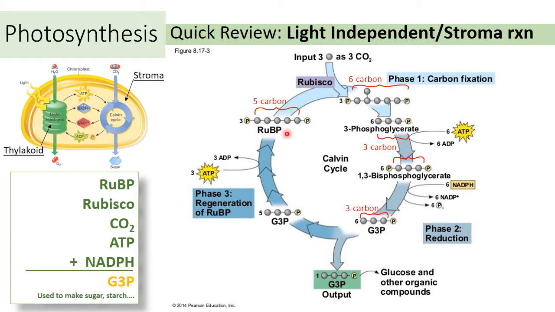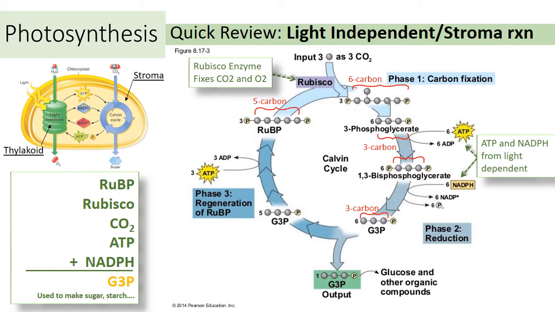Here we see that it starts with RuBP, which is a 5-carbon molecule. Rubisco enzyme will fix CO2, but it also fixes O2 to this 5-carbon molecule. When it fixes CO2, we form a 6-carbon molecule that then is broken down into two 3-carbon molecules.